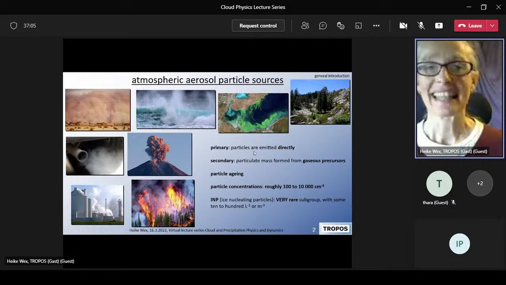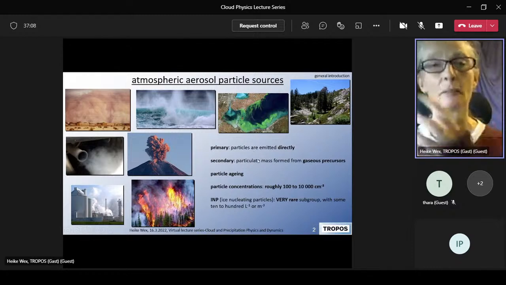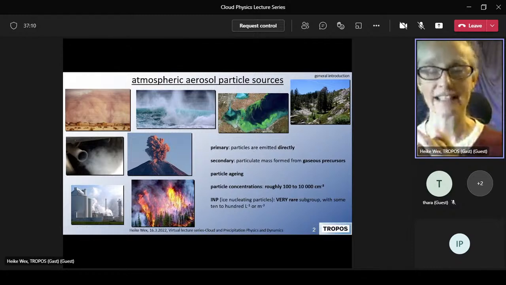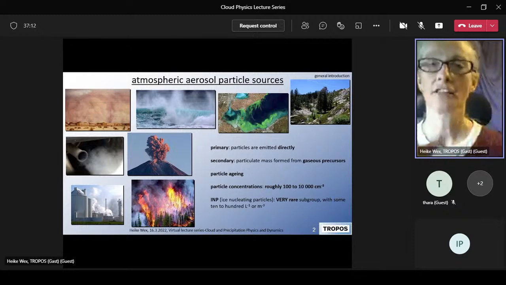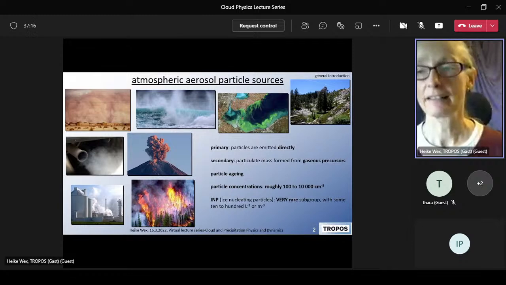And so those gases in the atmosphere can form particles just from the gas phase, or they can add material on already existing particles. So we have the secondary gaseous formed particles, and we have particle aging. Particles change while they are in the atmosphere.